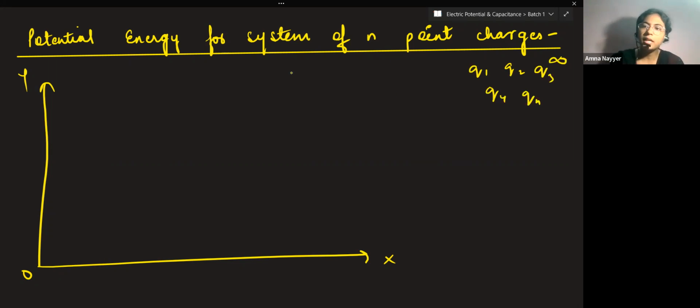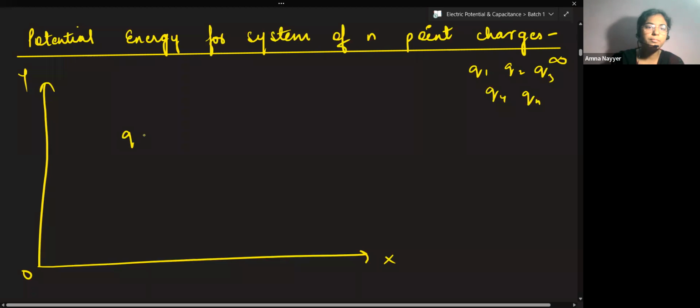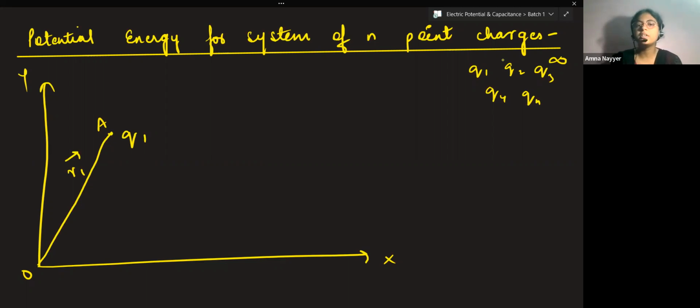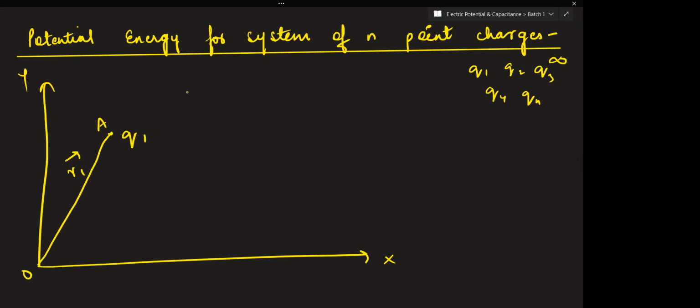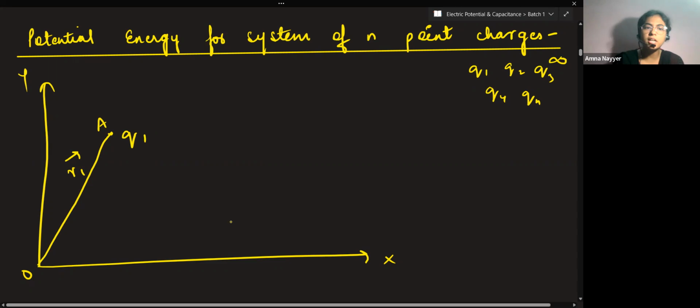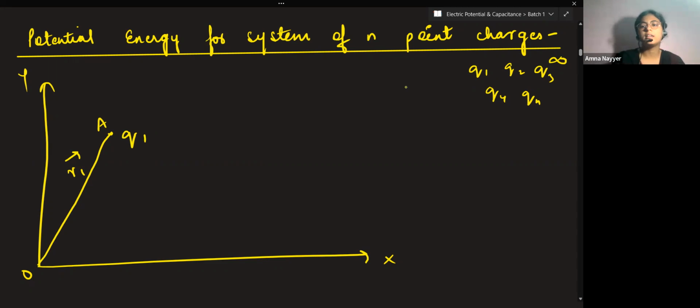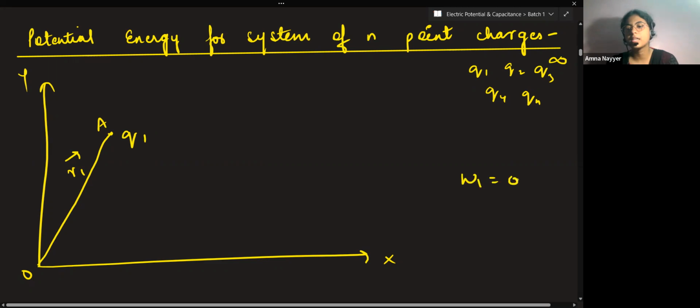Now see, again, I'll bring the first charge, Q1. Let's say this is point A. Q1, Q2 we have already discussed, so this is easy. From the origin to the point A, the separation is R1. So what will be the work done, W1? It will be 0 because there is no other charge present. So work done W1 is 0. Similarly, we'll be calculating for the other charges and we'll see what net work done comes out.